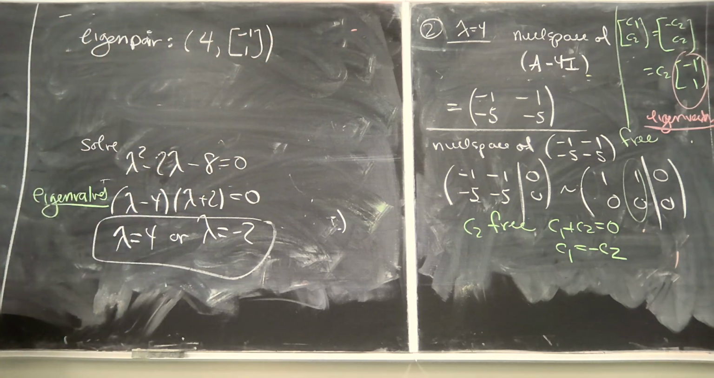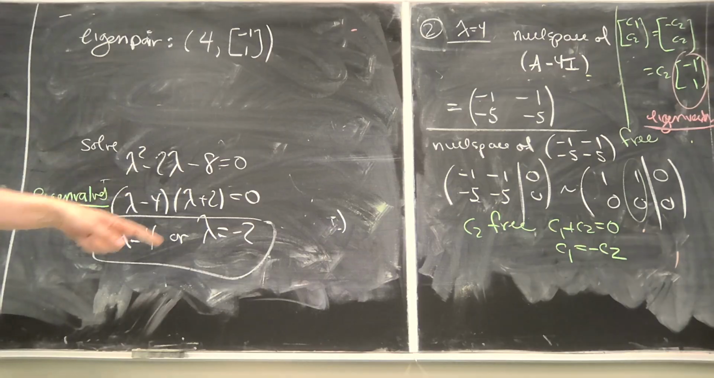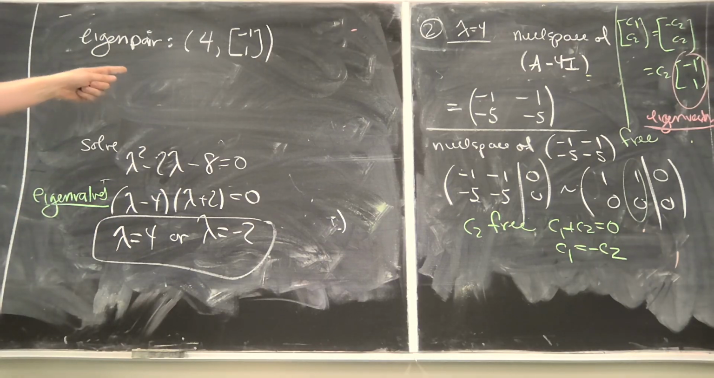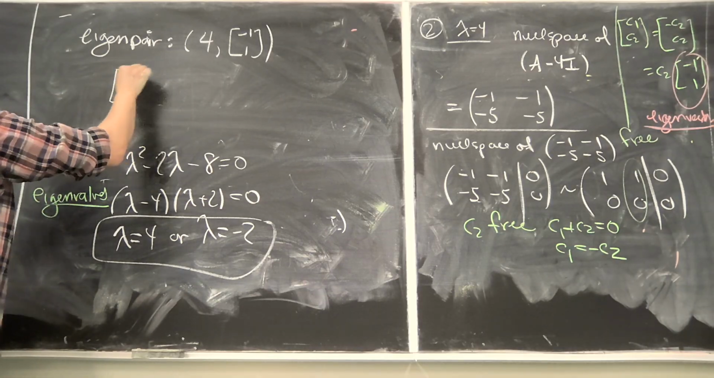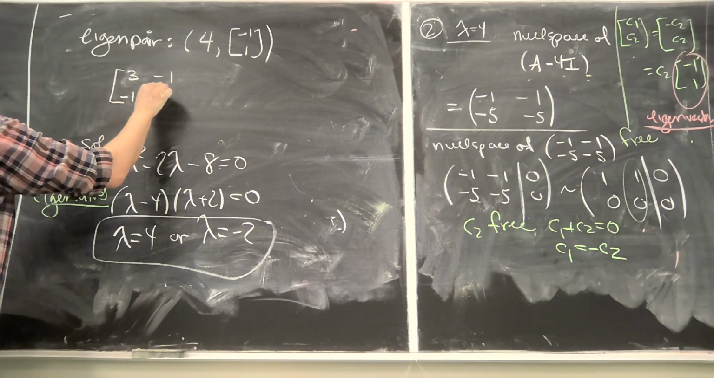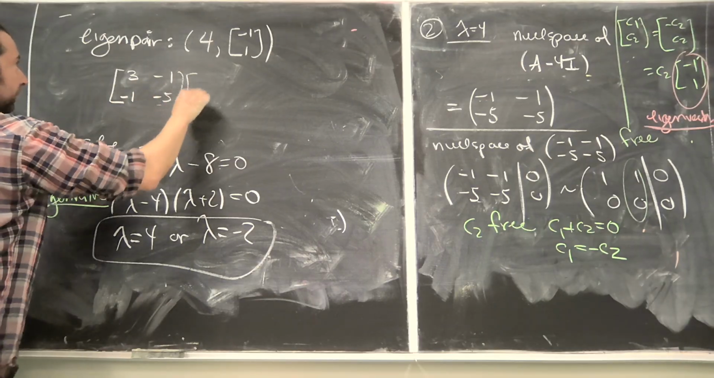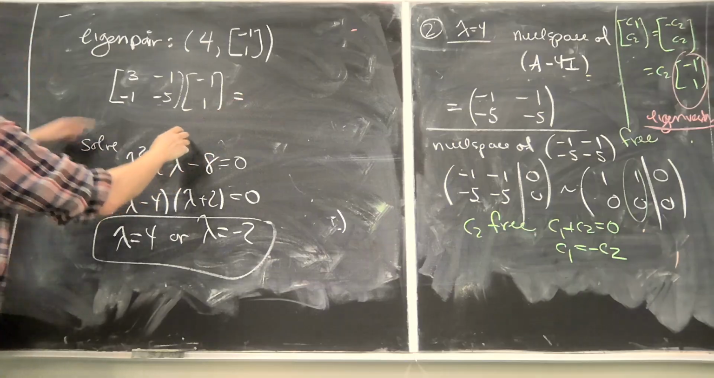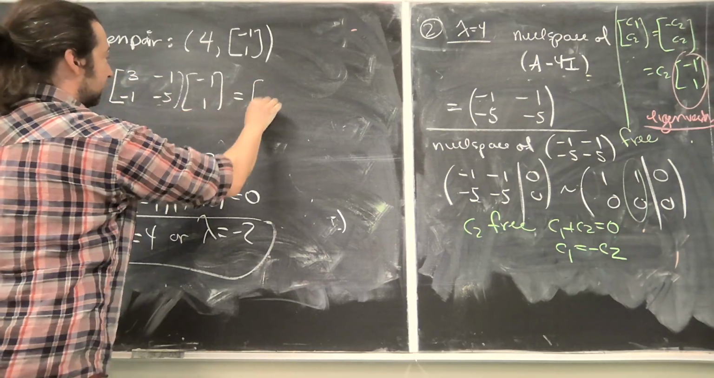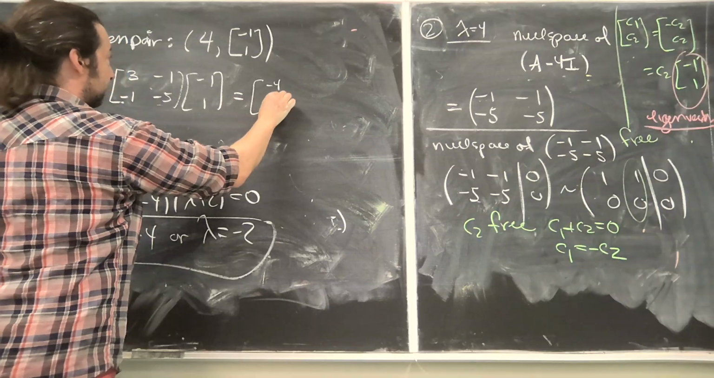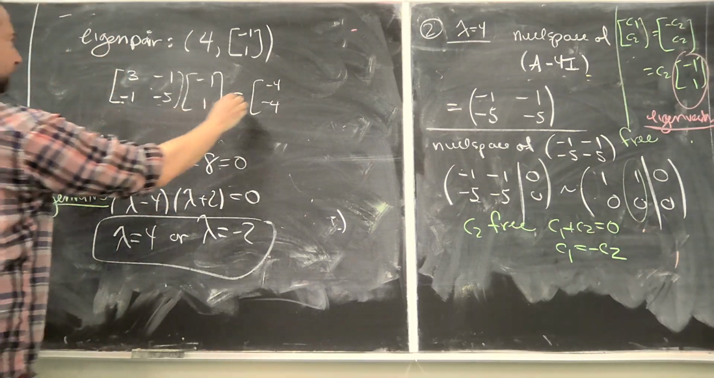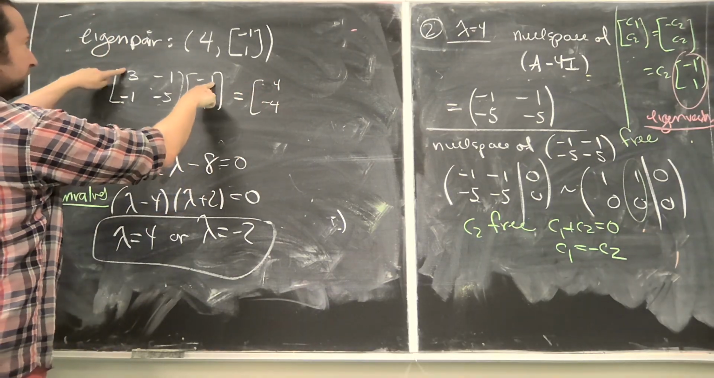That specific combination tells you that if you took the original matrix and you multiplied it by minus 1, 1, you should get out 4 times minus 1, 1. We can verify that really quickly by just writing down 3, minus 1, minus 1, minus 5, and multiply it by minus 1, 1, and you get negative 3 minus 1 is negative 4, and 1 minus 5 is negative, I think it's right, positive 4. No, negative.